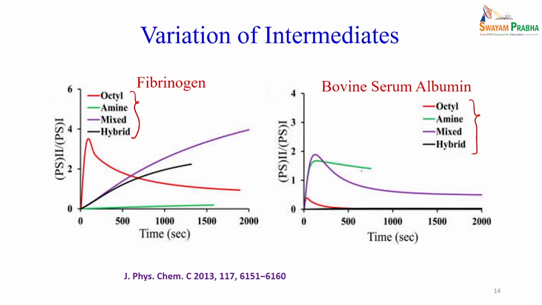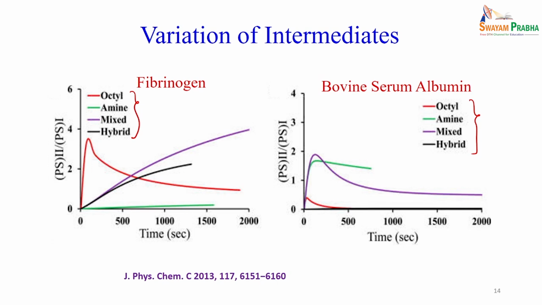While in the case of albumin, all the surfaces are following a similar trend. This ratio is maximum at maybe around 100 or 150 seconds, followed by a decrease in that ratio. But again, if you just see the rate of increase, the rate of formation of PS1 and PS2, it varies.